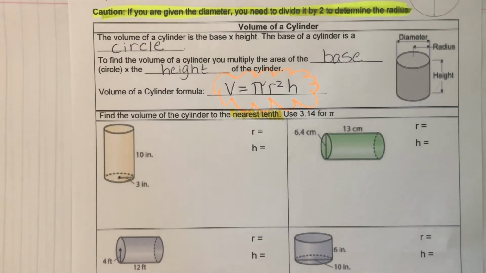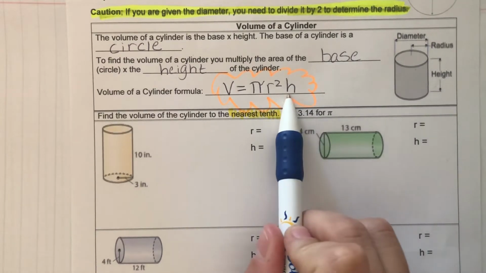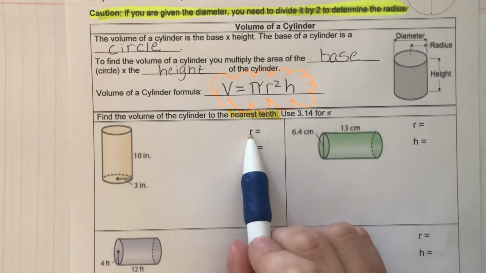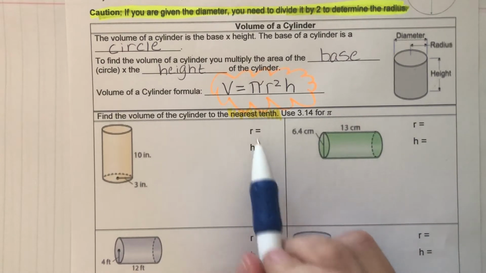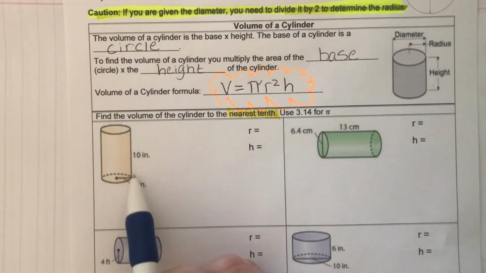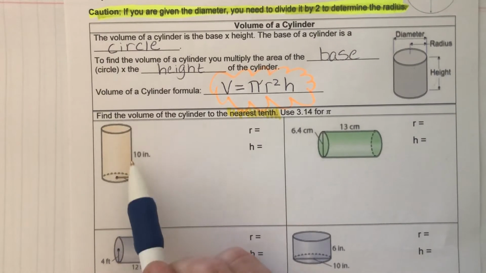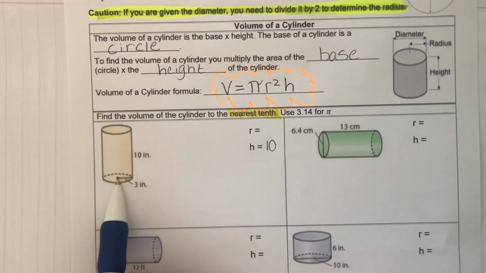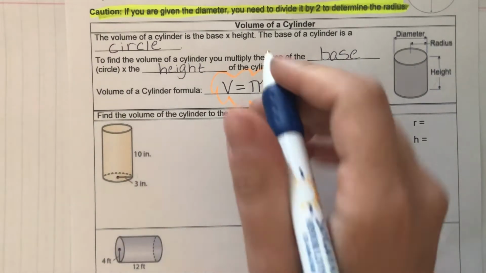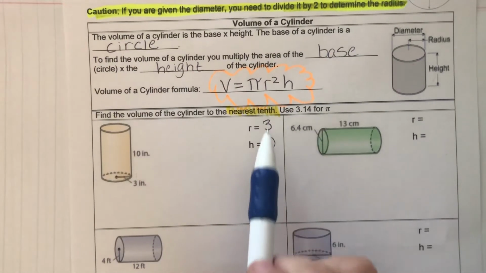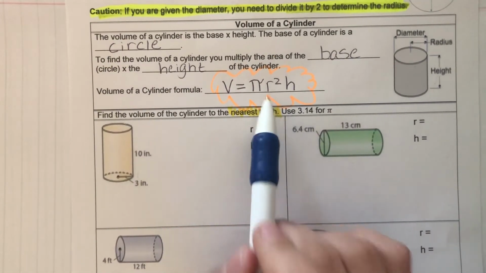Okay, so when we're doing this, we need to find the radius and find the height to be able to plug it into our formula. So always start off by finding what r is and what h is. Remember, r stands for radius, h stands for height. So if we look at our first example here, I can see that the height of my cylinder is 10 inches. And the radius, remember, radius only goes to the center point here, so this is a radius, and it is 3 inches.